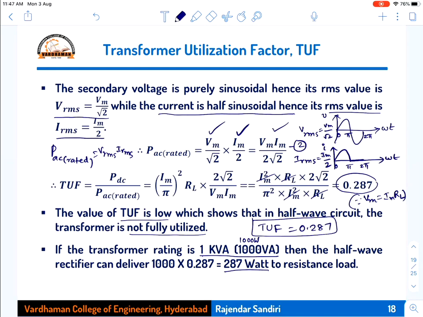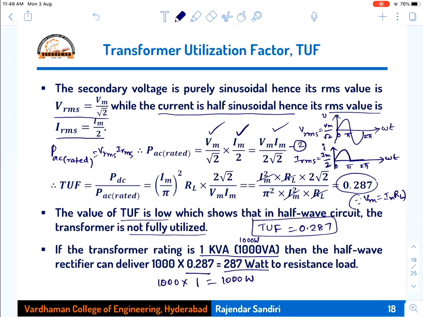So the transformer utilization factor should be high. The maximum value should be 1. Ideally, it should be 1. If you take 1 kilovolt ampere, then it is 1000 watt. 1000 watt into 1 will be 1000 watt, completely utilized. In place of 0.287, if you get 1, then 1000 into 1 will be 1000 watt. So the rating of the transformer is 1000 watt, and all the 1000 watt is completely utilized here. Therefore, the ideal value of the transformer utilization factor should be 1.